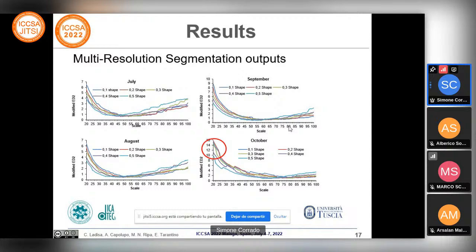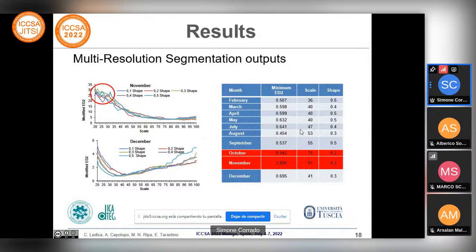The best AD2 value, 0.454, was shown by the image acquired in August using 53 and 0.3 for the scale and the shape. On the other hand, the images belonging to October and November reported an anomalous trend, and November showed the highest value of AD2 and scale. Scale and shape values useful to obtain the corresponding minimum AD2 value for each image are reported in the table.